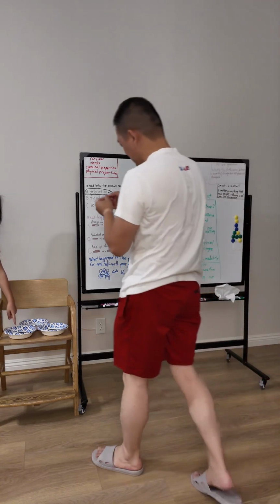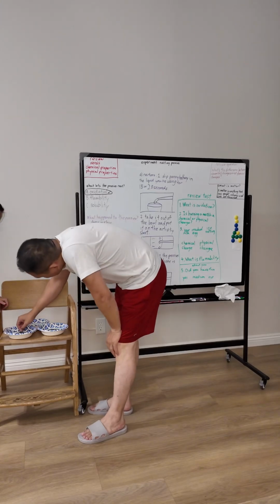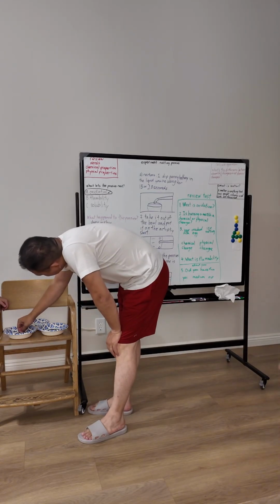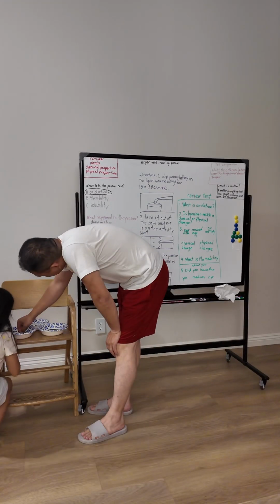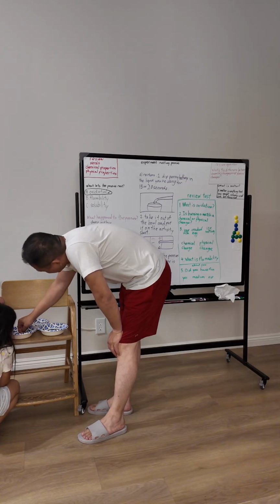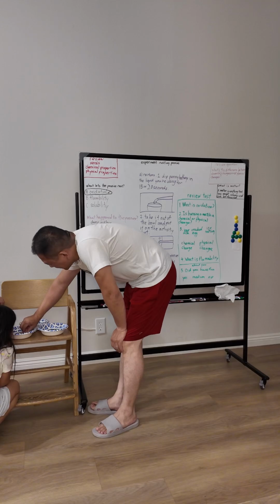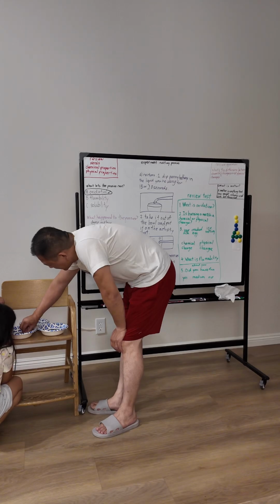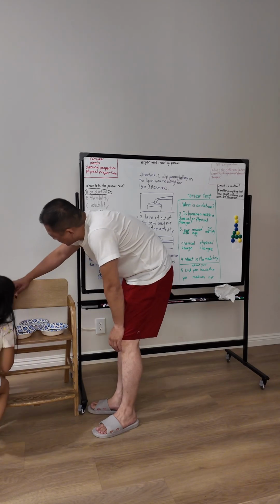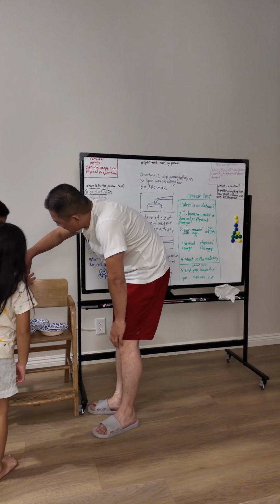Try dipping this halfway. 1, 2, 3, 4, 5, 6, 7, 8, 9, 10, 11, 12, 13, 14, 15, 16, 17, 18, 19, 20. Okay. For you. You show it. Okay.